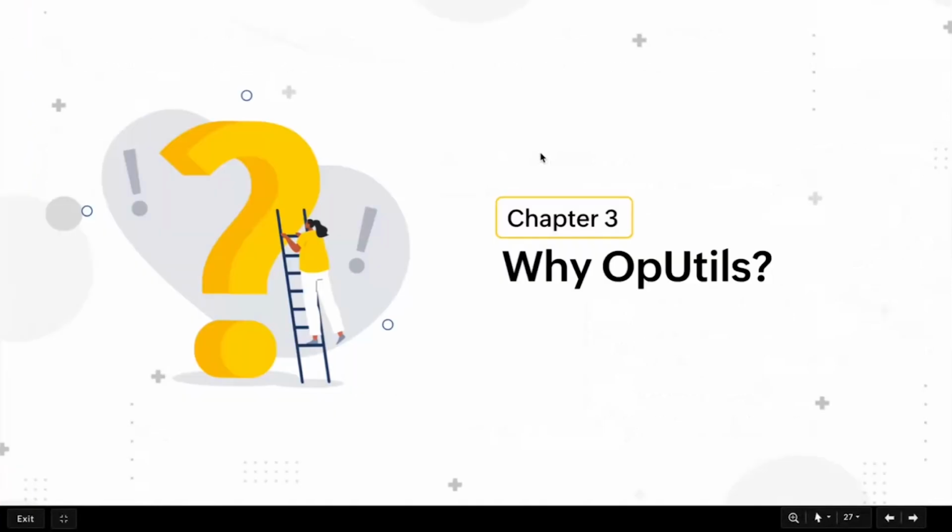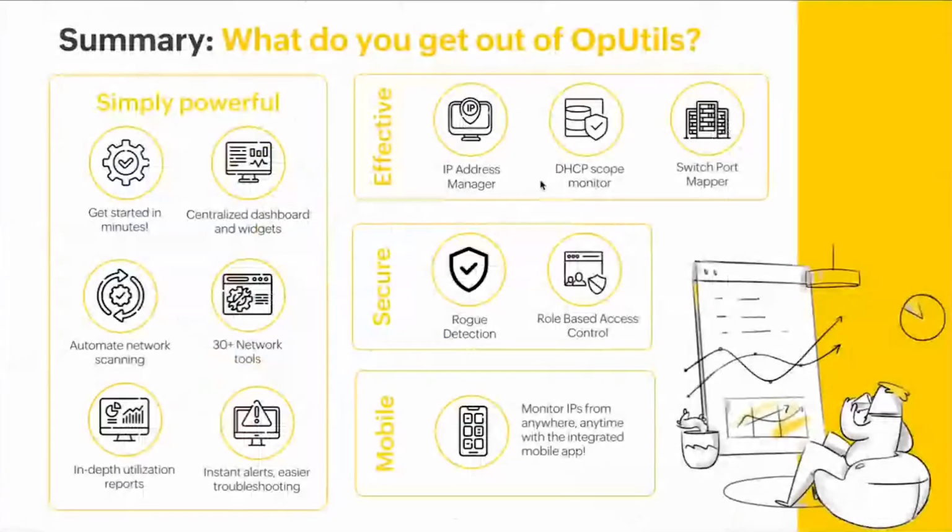So now let's see, why do you need OpUtils for your network? With so many IPAM and SPM tools available in the market, why should you choose OpUtils? Here's why. OpUtils is simply powerful and super easy to use. All you would have to do is download the product, upload your network resources into the OpUtils console, and get started in a few minutes. And the best part is that it does not even require a huge learning curve.